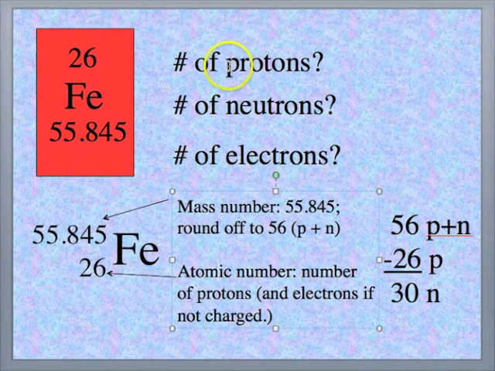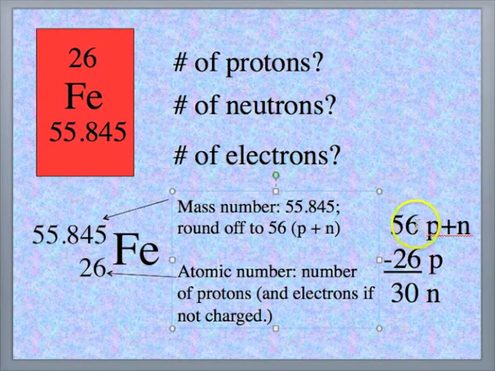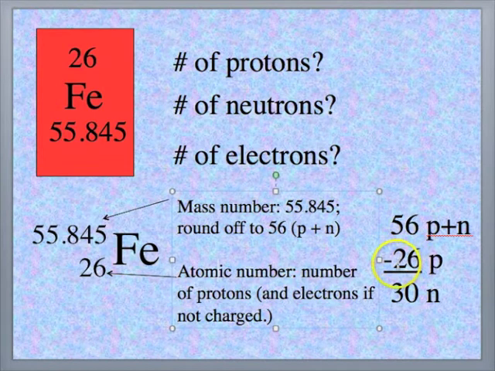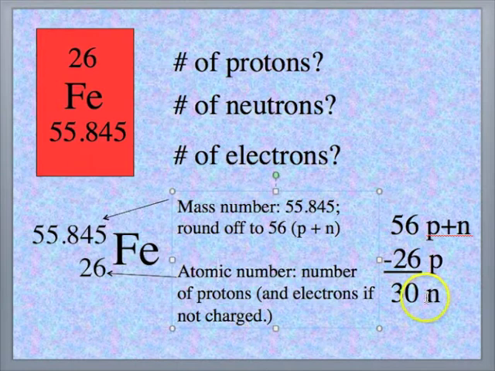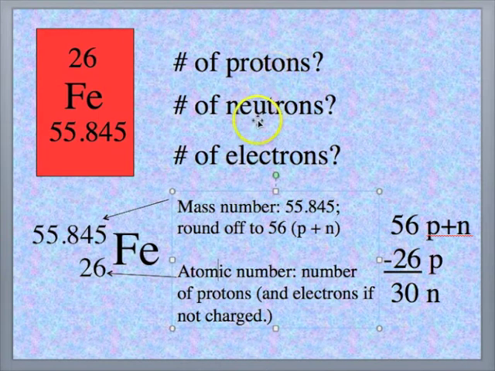They have to be the same number of negative charges as positive charges. So how can you figure out from this information the number of neutrons? Well, it's pretty simple. If 56 represents protons plus neutrons, and you subtract 26 protons, you'll be left with 30 neutrons. So this compound has 26 protons, it has 30 neutrons, and it has 26 electrons.